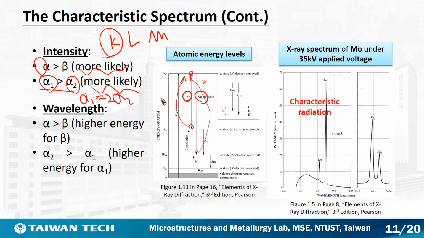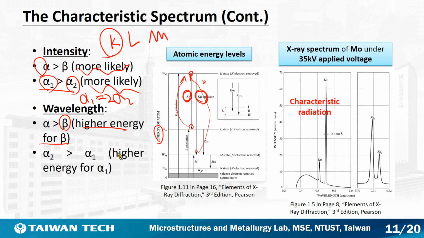And the wavelength is about energy. So you can see here, this is K alpha and K beta. K beta shows a higher gap for the energy here. So higher energy for beta. So the wavelength would be smaller for beta.